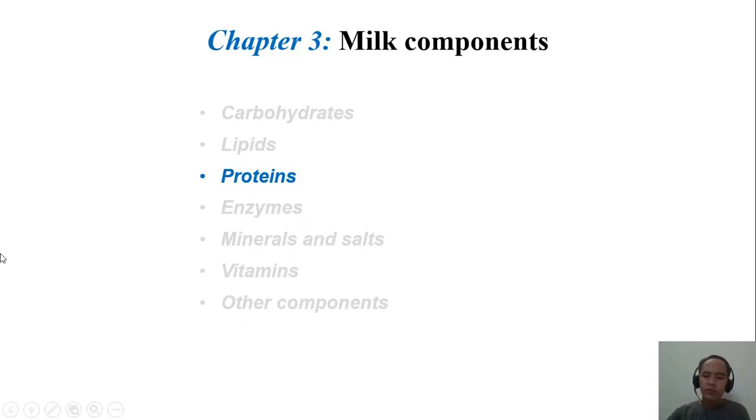Right, so we start now again. We already finished discussing carbohydrates and lipids in milk. The main carbohydrate is lactose, we already know, but there are also several minor carbohydrates occurring in milk. And then in the lipids, we talk about neutral lipids and polar lipids.